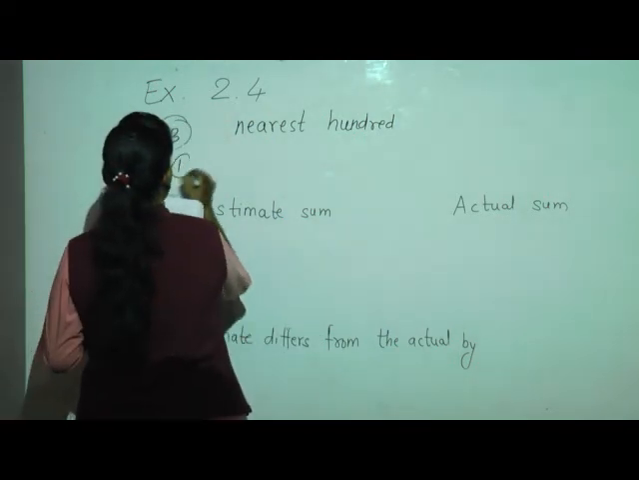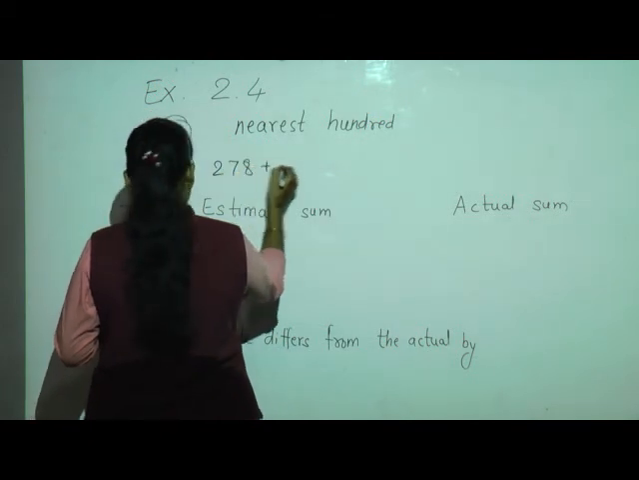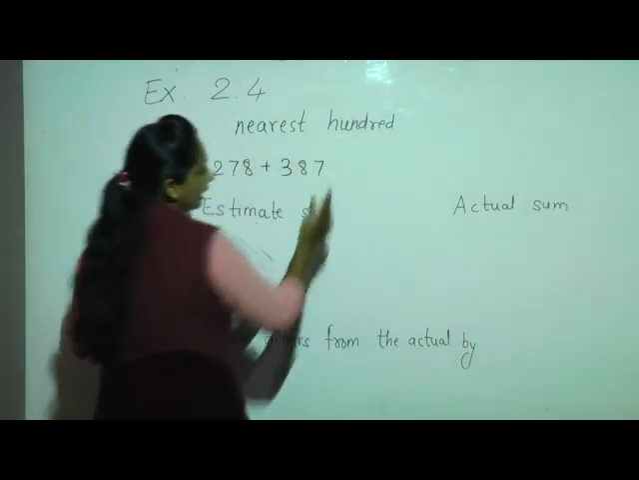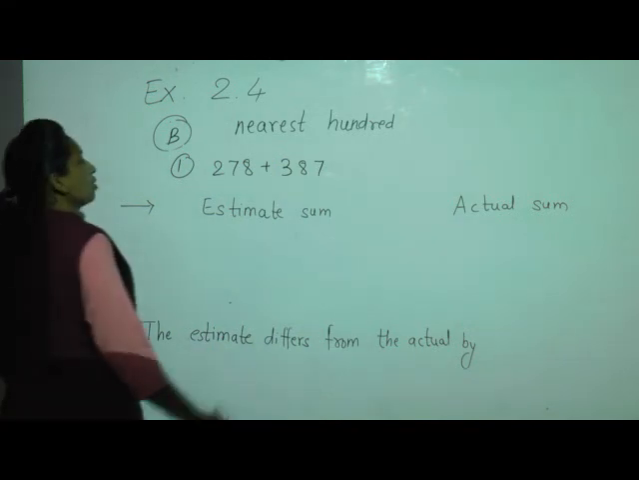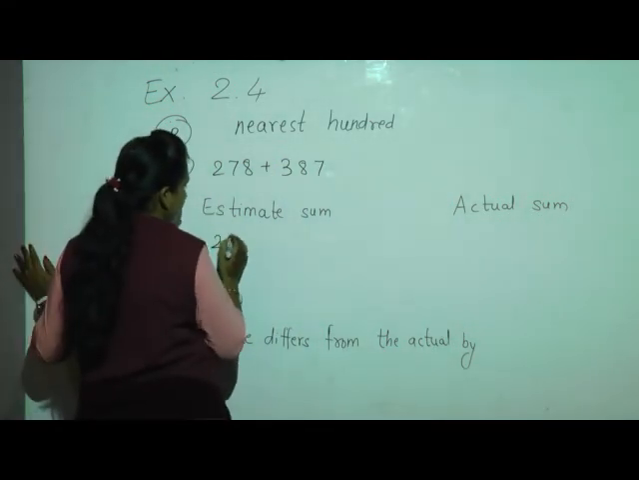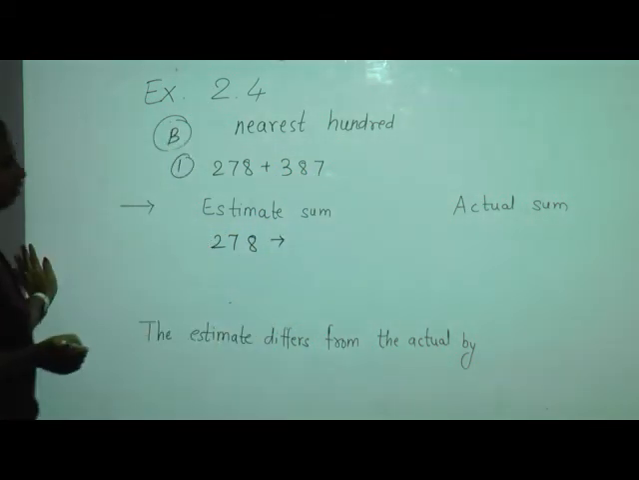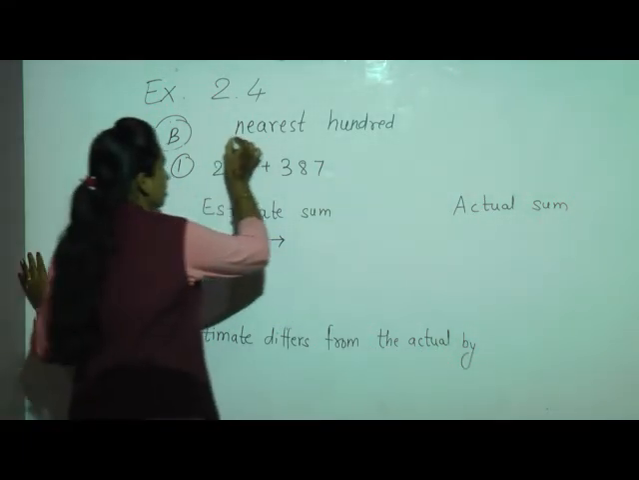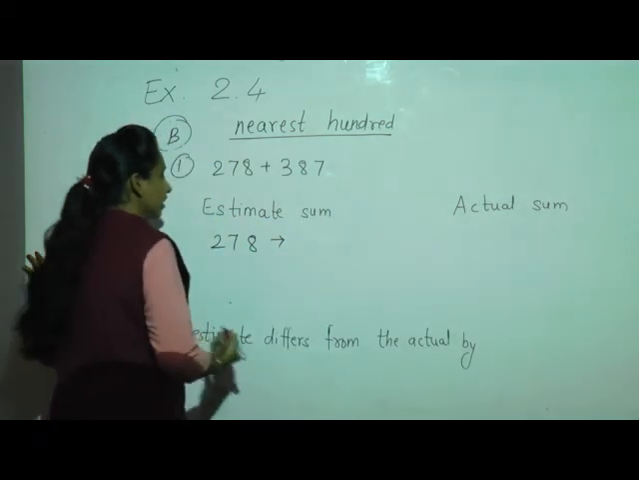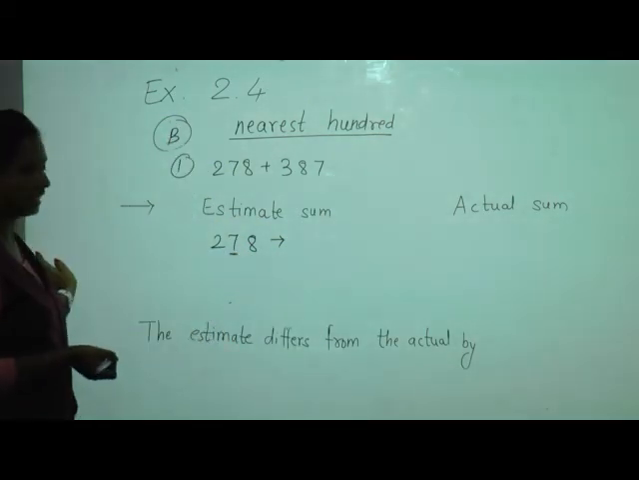I'll start from the first sum. What is the first sum? 278 plus 387. Okay, this is the question. So I'll write the first number here. First we have to find out rounding off to the nearest 100. So whenever you are doing nearest 100, underline the tens place and see what is there on tens place.